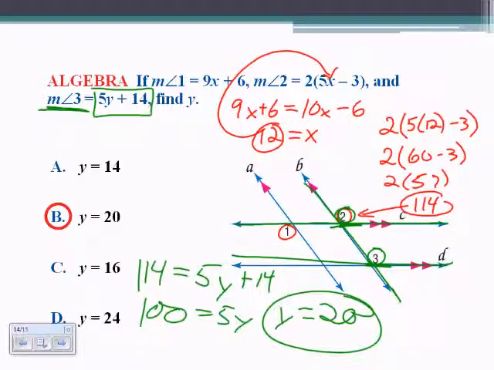Okay, so we have this multi-step question where we first had to find the value of x so we could find the value of angle 2, and once we knew the value of angle 2 we could find the value of angle 3, and then once we knew that we could solve for the specific variable in the expression for angle 3. And again, both types of problems, this application problem and the proofs, will be on the test.